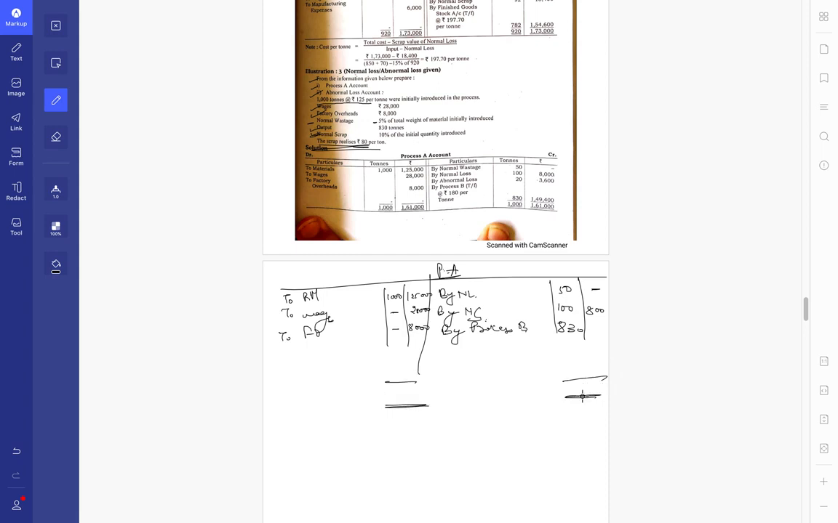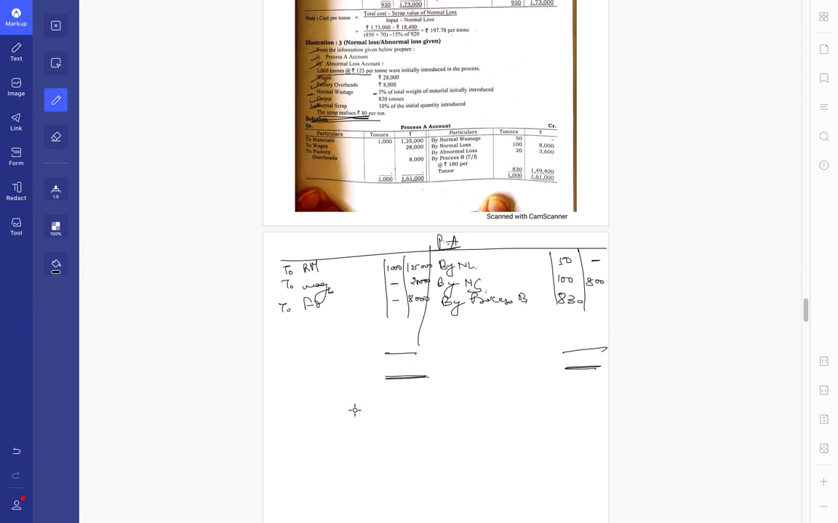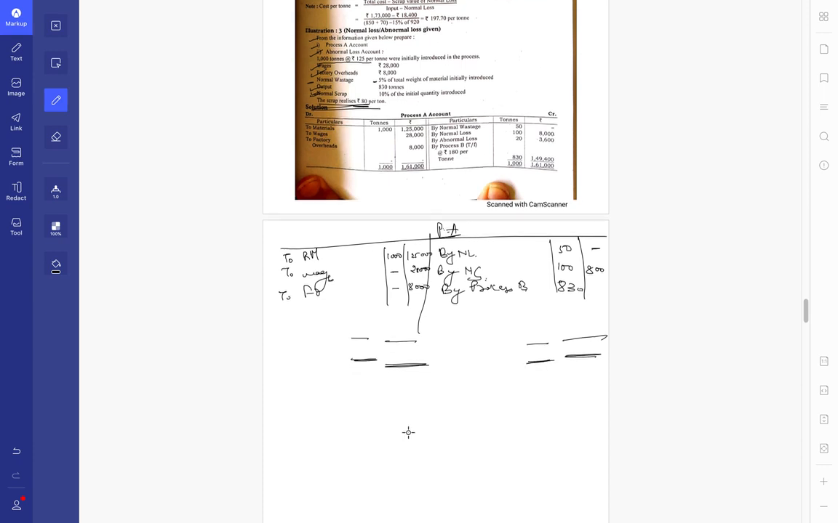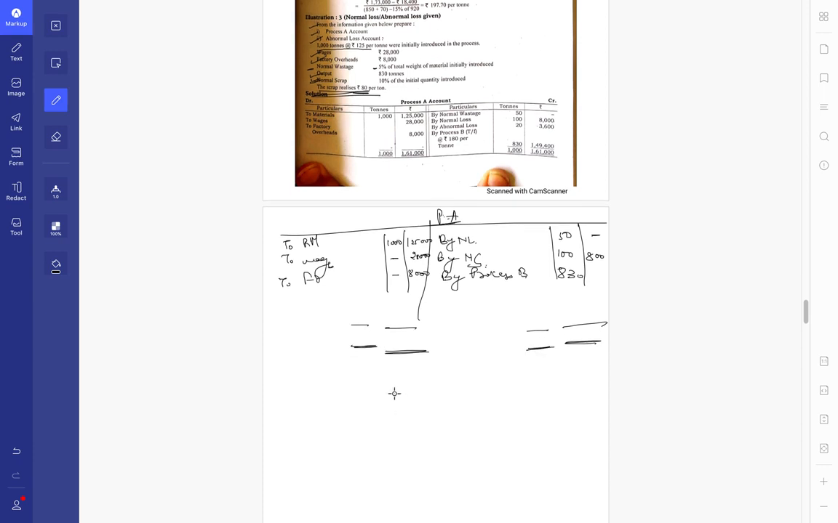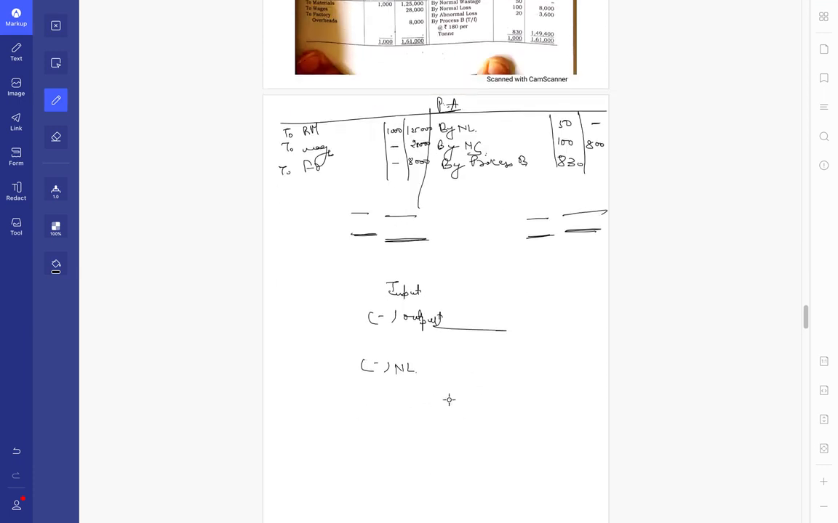Okay, we can start to total up. We need to total the quantity first. Let me just write this separately, quantity and rupees. I gave you a formula in the starting: input minus output minus normal loss. That would give us abnormal loss.